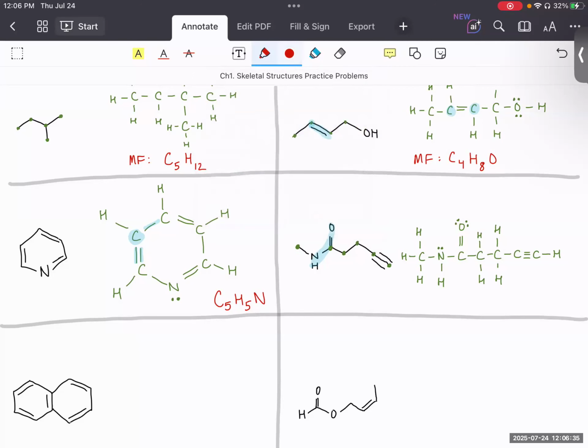And so to determine the molecular formula, we'll do the same as before. We'll count the total number of carbons that we have, which is 6. Then we can count the total number of hydrogens, which is going to be 9. And then we have 1 nitrogen and 1 oxygen.